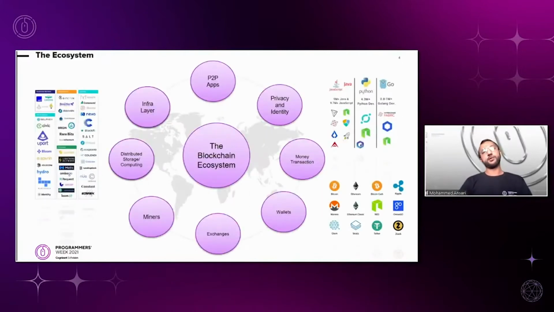Now, there is a whole ecosystem that revolves around blockchain. You have the cryptocurrencies, which are one of the most famous use cases of blockchain, and it is still probably the biggest one. You have Bitcoin, you have Ethereum, you have Ripple, you have Cardano, and hundreds of other cryptocurrencies, with a few of them popping up every now and then.